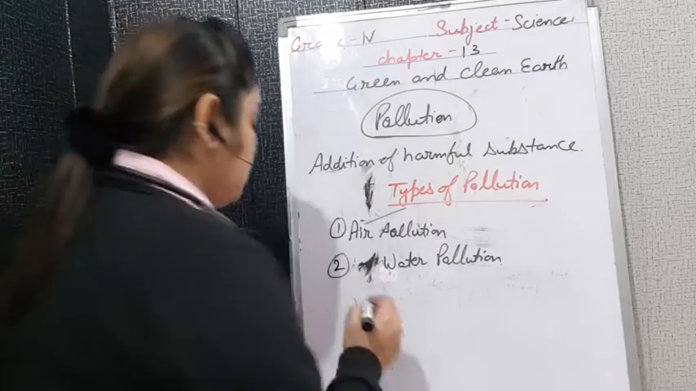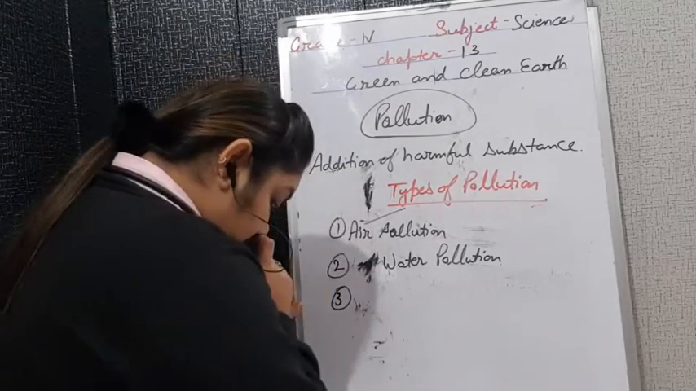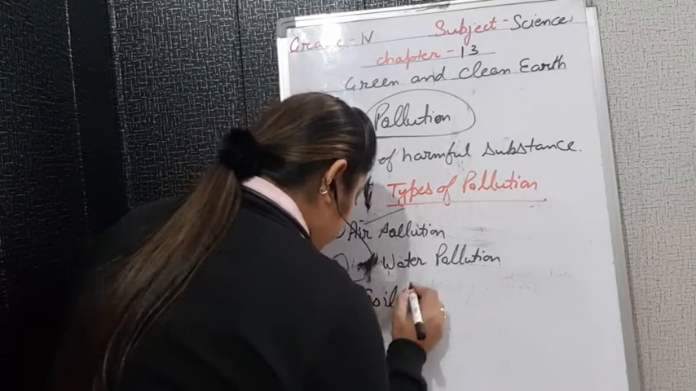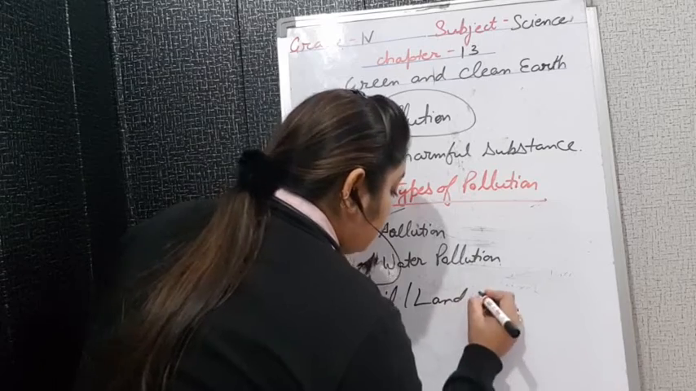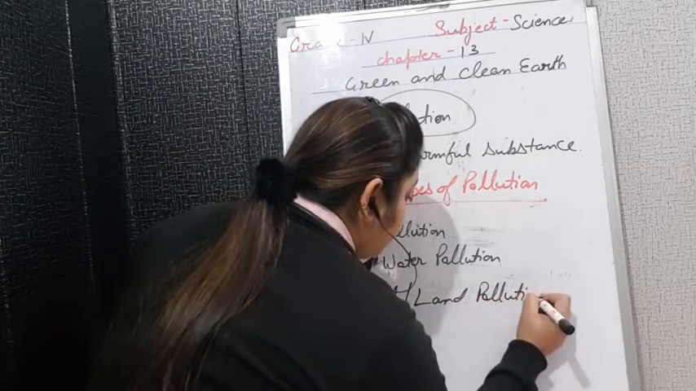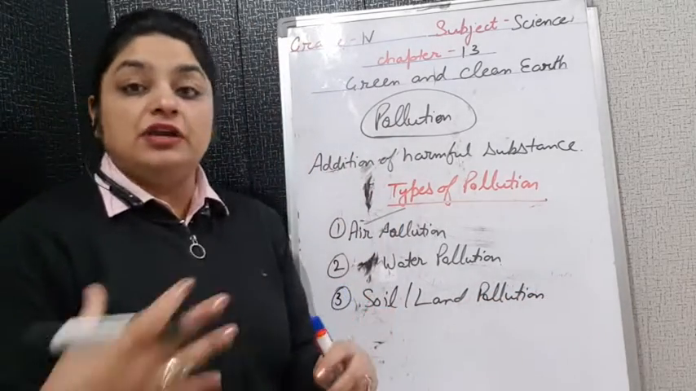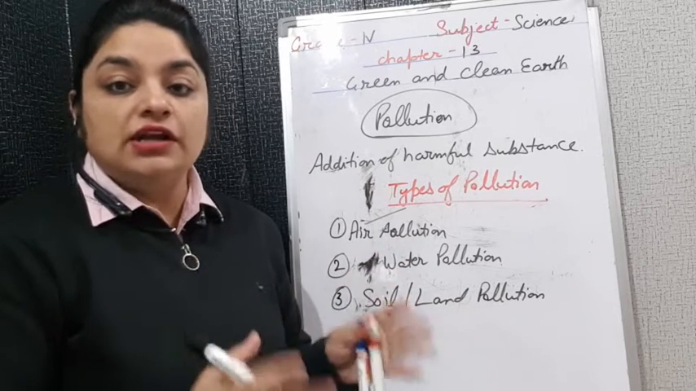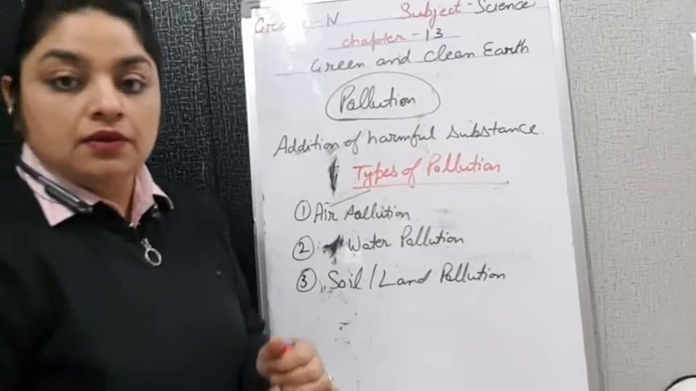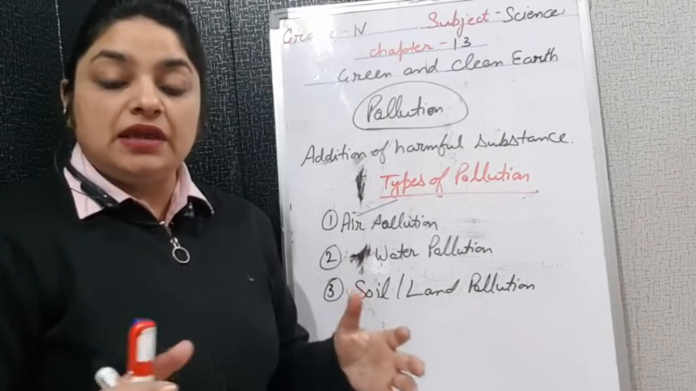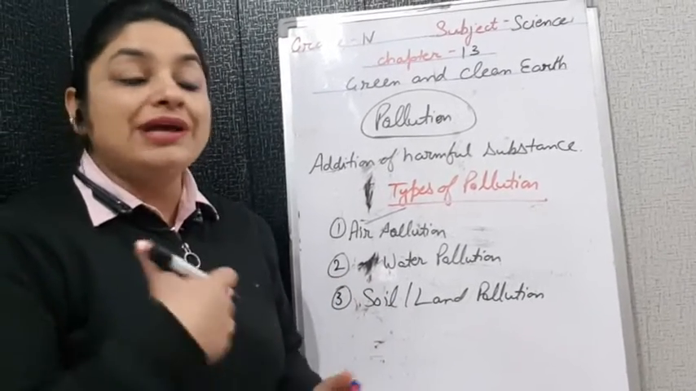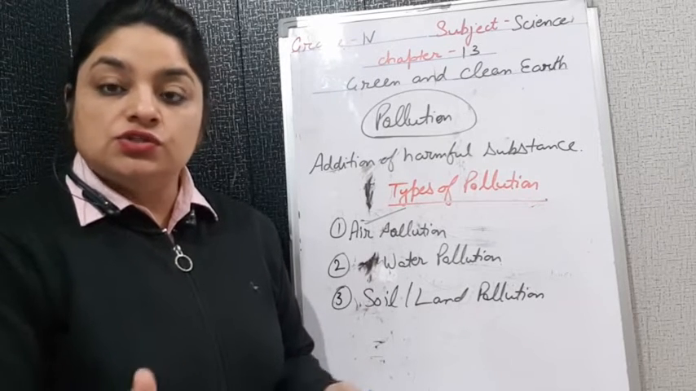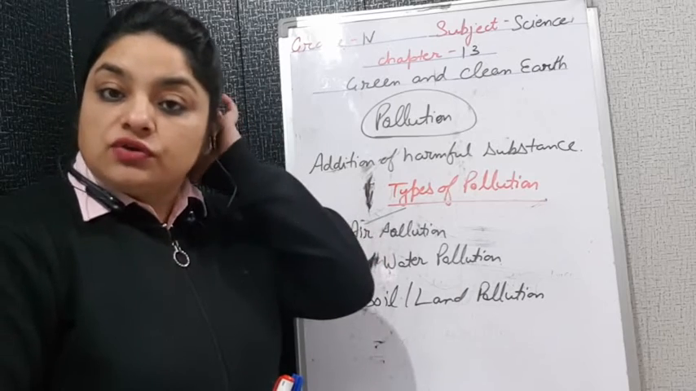After air pollution and water pollution, the third type is soil pollution or land pollution. When we make soil or land dirty, that is known as soil pollution or land pollution. For example, the use of chemical fertilizers and other harmful substances, when they are added to the land. When we throw garbage on the land, it will also make the soil dirty. So that is also one example of the cause of soil or land pollution.